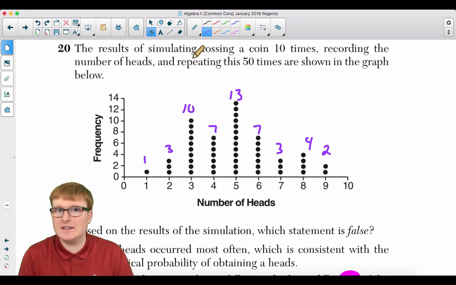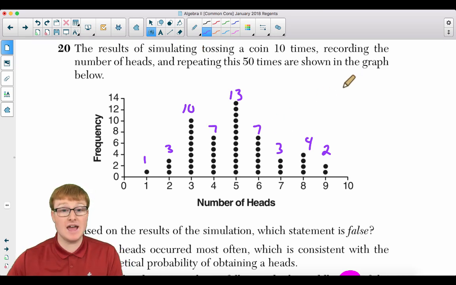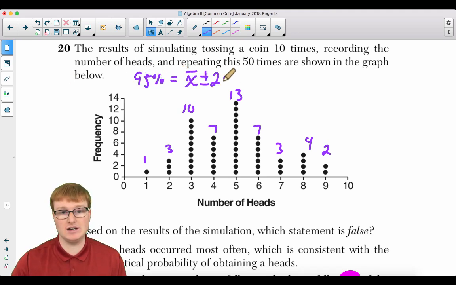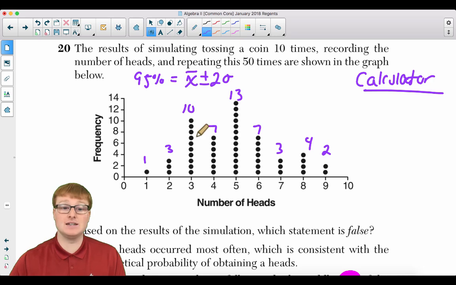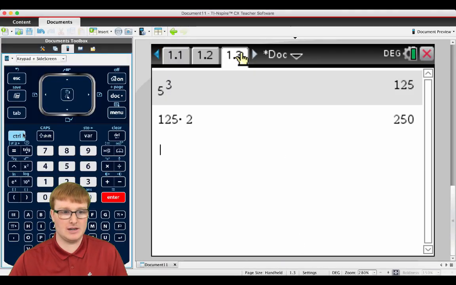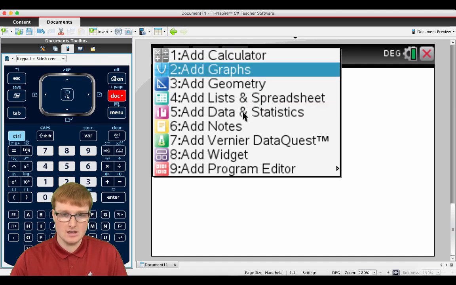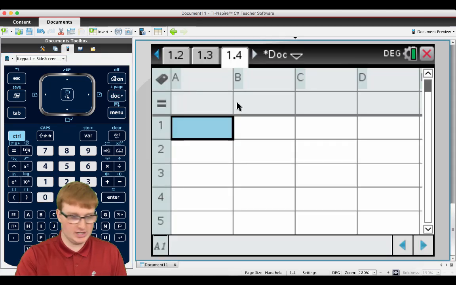Why don't we go ahead and find the 95% interval? You should know this by now, that the 95% confidence level is the same thing as saying the mean, plus or minus 2 standard deviations. So we're going to go to our calculator and type all of this stuff in. Go to your lists and spreadsheets.